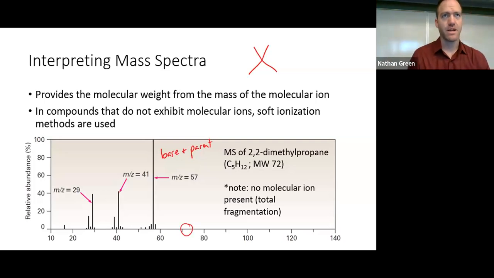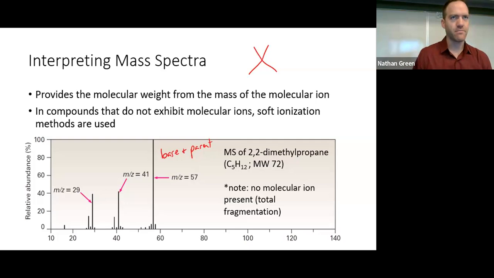Everything blew up, right? I put 2,2-dimethylpropane into my machine. I hit it with an electron beam, and the poor dear did not survive. Only pieces of it came off. So we don't see the molecular ion peak. There is no molecular ion peak because it would show up around here. So what do we think a parent peak of 57 represents?